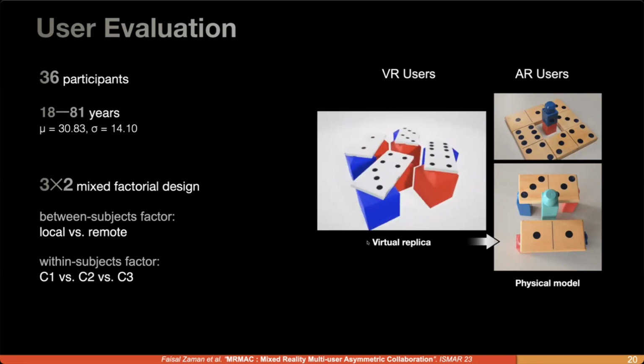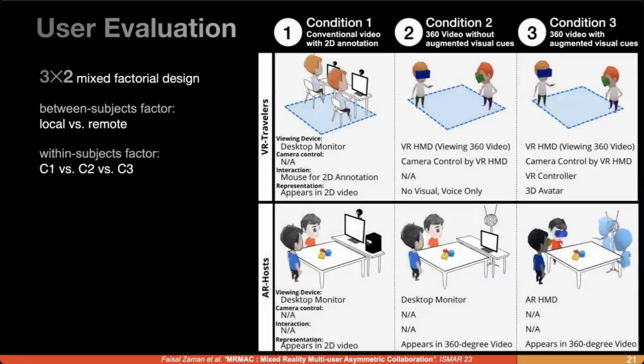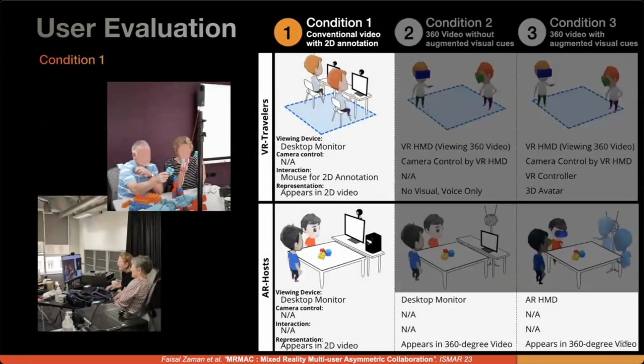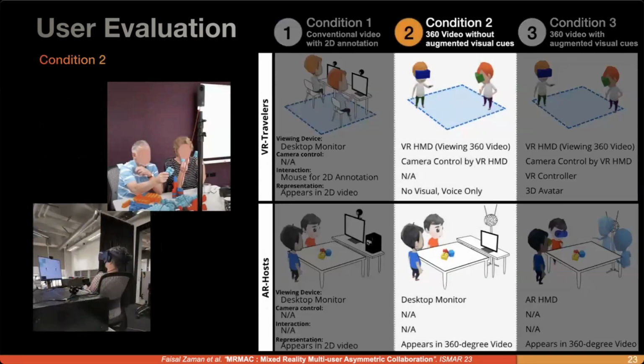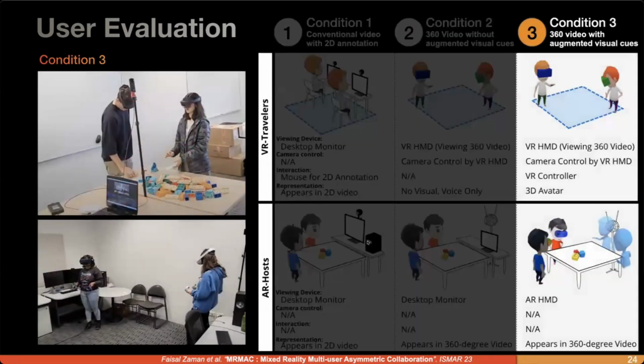As I mentioned, we had 3 conditions. The first condition is similar to Zoom, where they used a 2D video camera. The second condition was passive 360 view, like traditional 360 video conferencing. And the final one was our system, MRMAC.